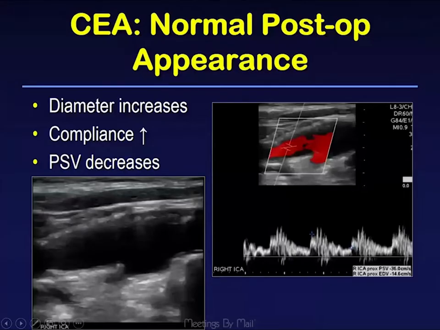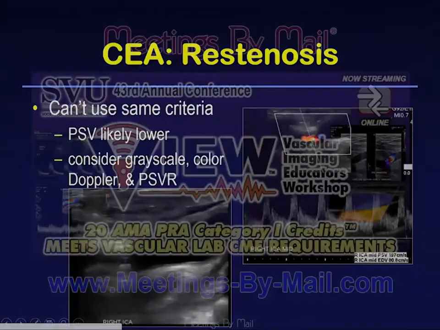Now, following endarterectomy, there's also a big change in hemodynamics, but in the opposite direction. After one does an endarterectomy and places a patch in the carotid bulb, the diameter is increased and the vessel wall compliance increases, both of which will result in a decrease in peak systolic velocity.